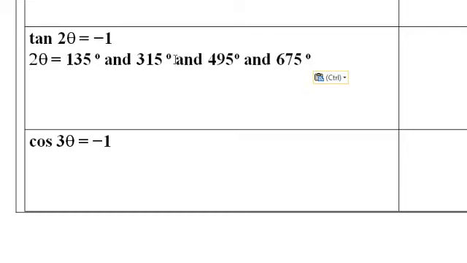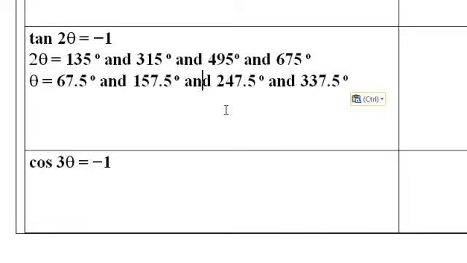And that's why we don't only come up with 135, 315 degrees in the first and third quadrant, but again, 360 degrees more, which also puts us in the second and fourth quadrant. I hope I said that a moment ago. And then we divide those numbers by 2, and we come up with these solutions.